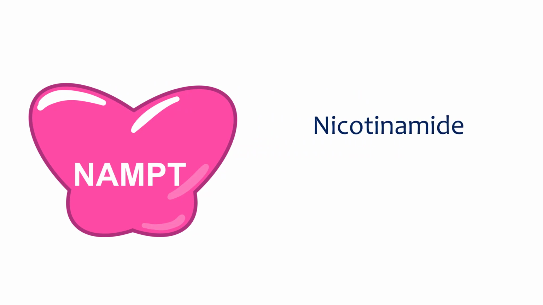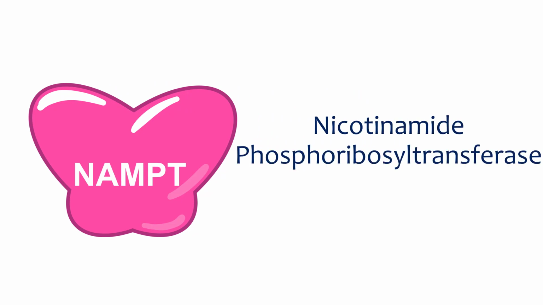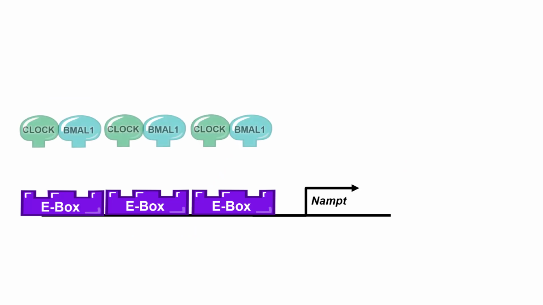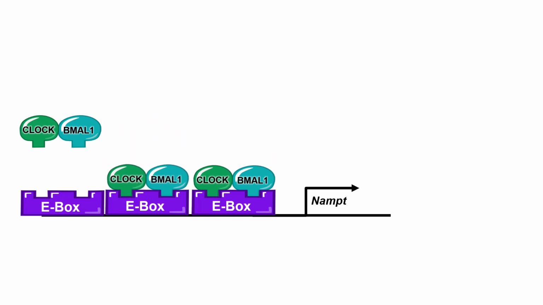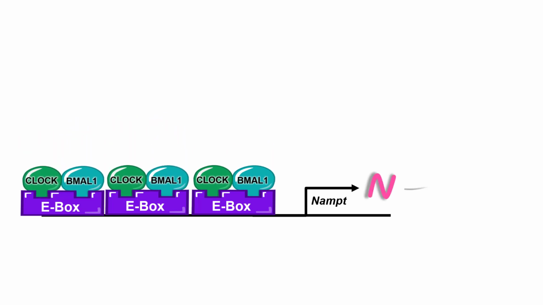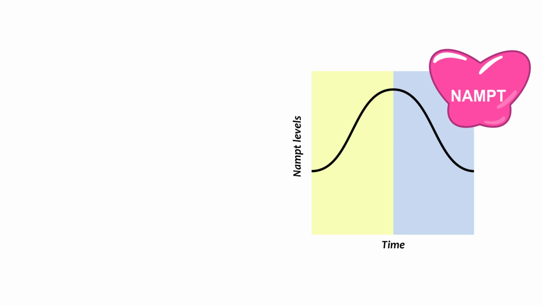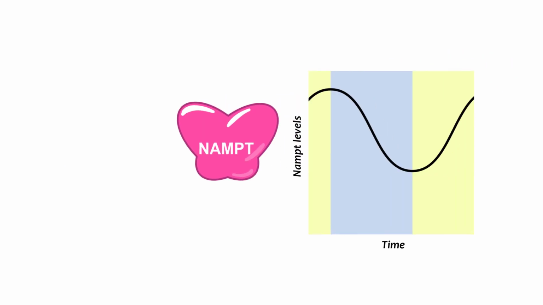One clock-controlled gene is NAMPT, which encodes nicotinamide phosphoribosyltransferase, an enzyme that is critical for the production of NAD+, and therefore for cellular metabolism. NAMPT expression is dependent on the circadian clock. The CLOCK-BMAL1 dimer binds to E-boxes in the upstream regulatory region of the NAMPT gene, increasing NAMPT expression. This leads to circadian NAMPT expression.